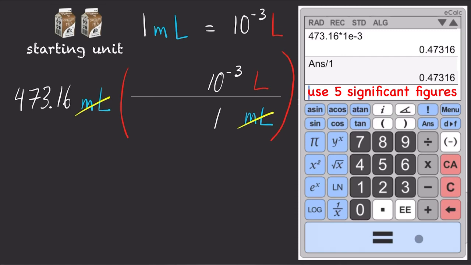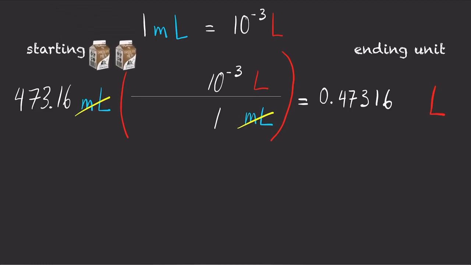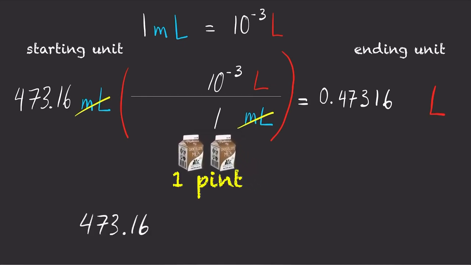Round to 5 significant figures, and the answer is 0.47316 liter. Since it takes a lot of milliliters to get 1 liter, the conversion from milliliter to liter should leave us with a much smaller number. Our answer makes sense.